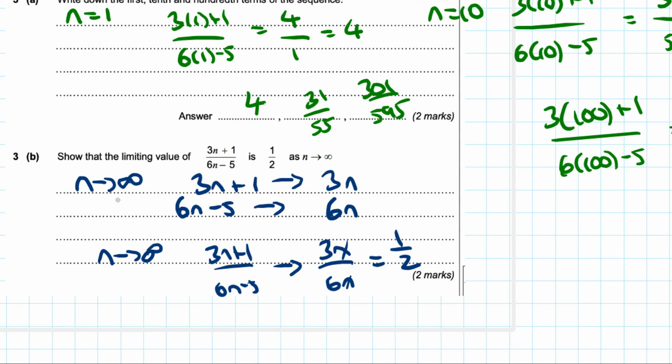So remember, whenever you have n going to a very high number, we can ignore any numbers that we add or subtract to our value because they make very little difference to the overall number. Yes, it's a different number, but it's very, very close to the actual number.